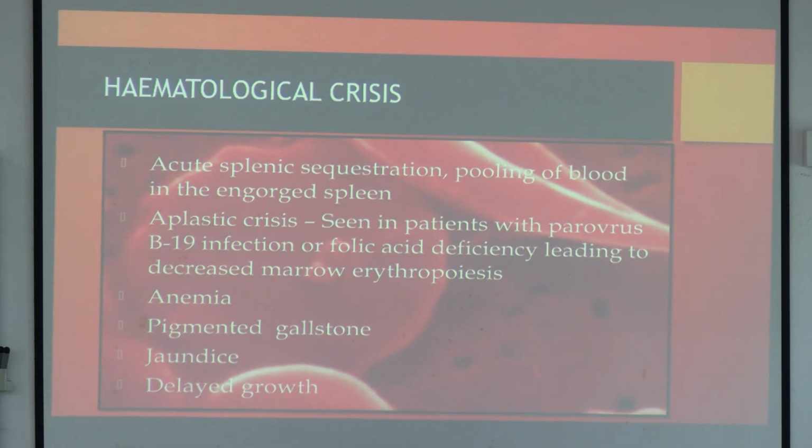ঠিক আছে, তার ক্লাসটা শেষ করে নি তাড়াতাড়ি, ফেস্ট আসছে তোদের। আচ্ছা, অ্যানিমিয়া ডিউ টু ক্রনিক হিমোলিসিস, পিগমেন্টেড গলস্টোন ডিউ টু ইনক্রিজড indirect portion of bilirubin, and jaundice, the same indirect hyperbilirubinemia due to hemolysis and delayed growth due to the bone, the growth plate will get inadequate blood supply due to occlusion of the nutrient arteries of the bone. Okay, so hematological crisis, these are the hematological crisis.